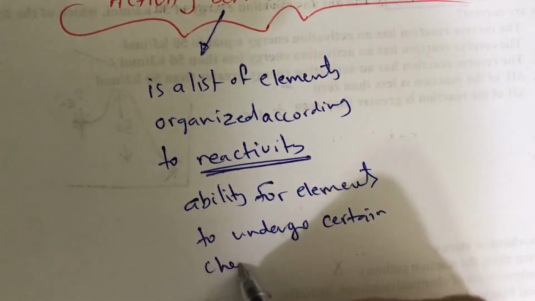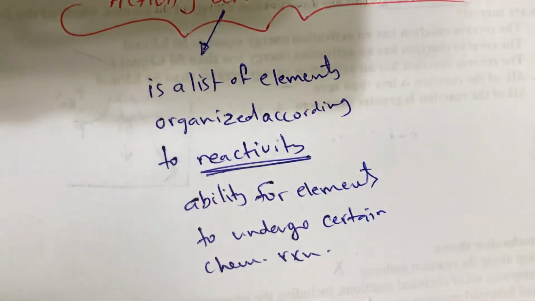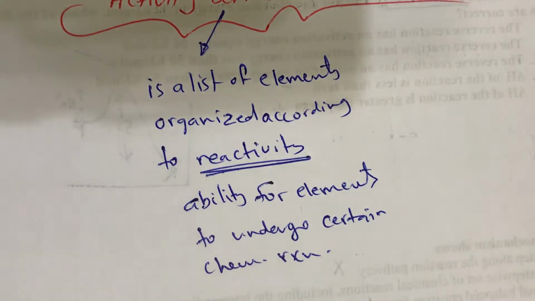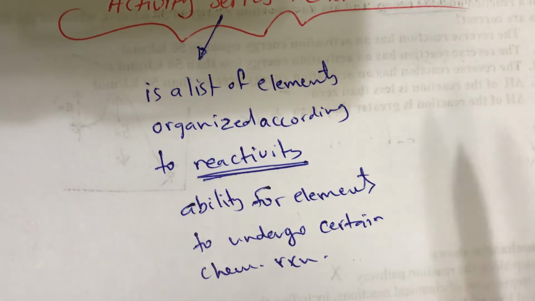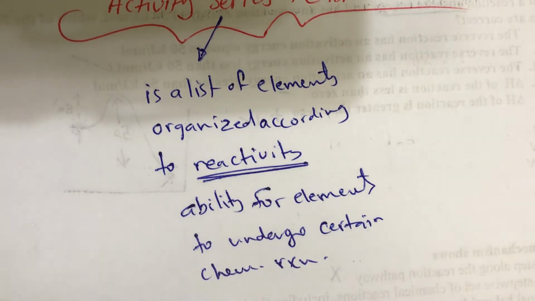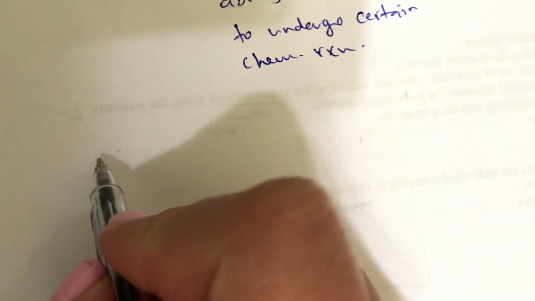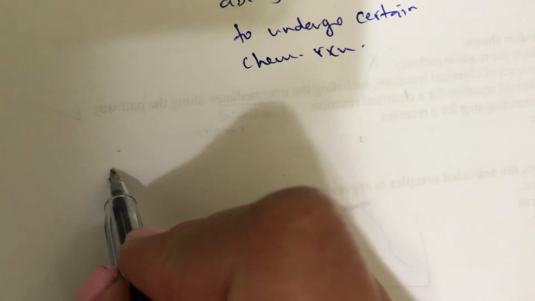So here, some elements react with water, with hydrochloric acid, with oxygen, but other elements do not react with water, or do not react with oxygen, or do not react with hydrochloric acid, with acids. So why? It depends on the reactivity of elements. So you have to know the list, or the activity series, for metals.